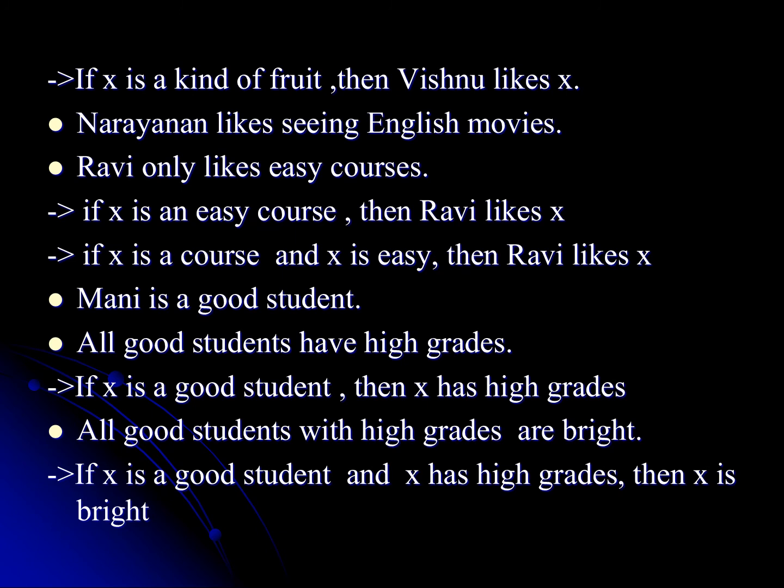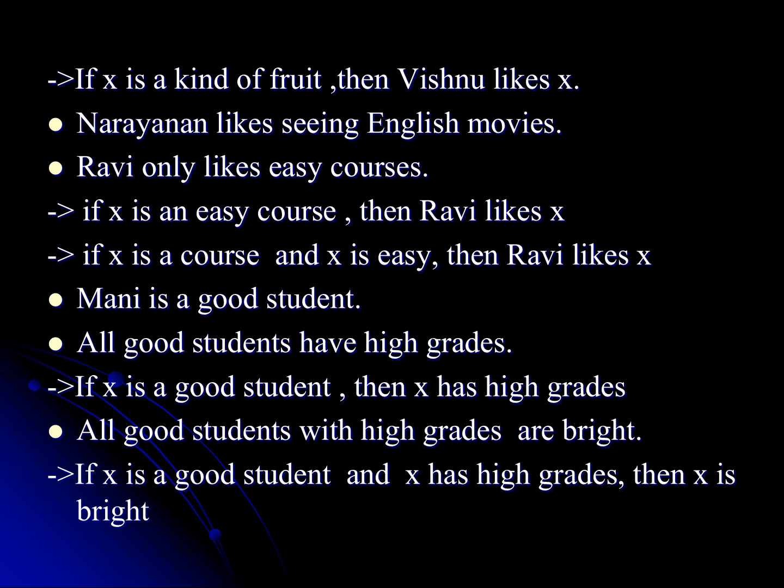If X is a kind of fruit, then Vishnu likes X. Our first statement was Vishnu likes all kinds of fruits. That can be rewritten in this way. That is a general statement about Vishnu. So I have rewritten it in the form of if-then type so that I can easily represent it using a universal quantifier. If X is a kind of fruit, then I can conclude that Vishnu likes X.